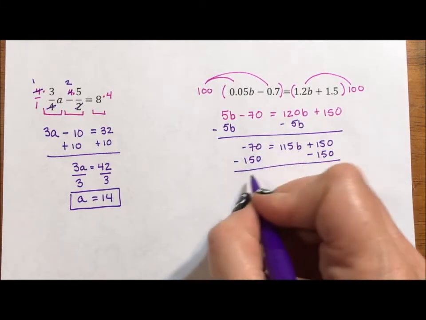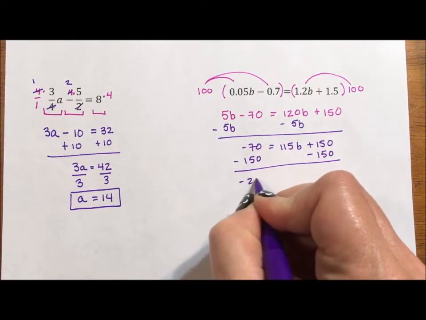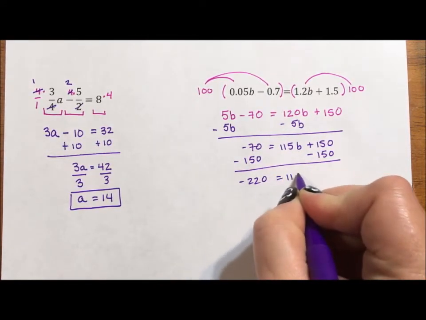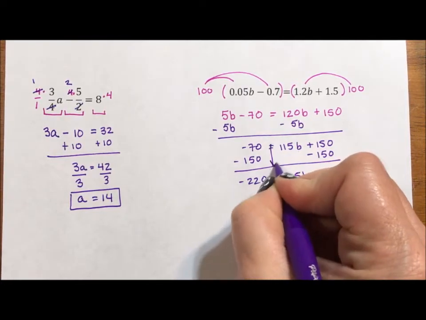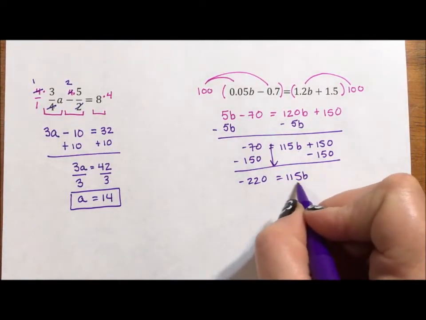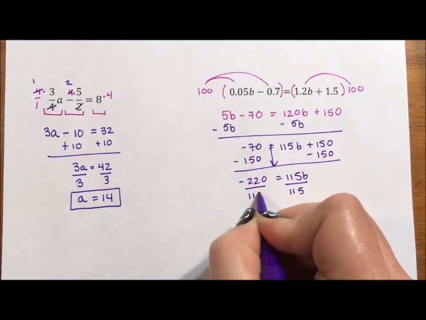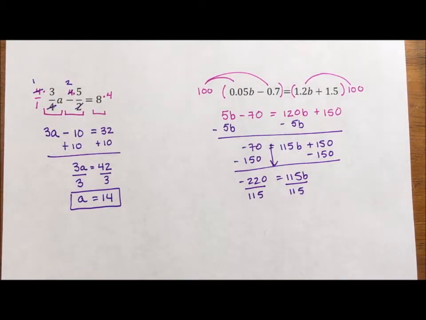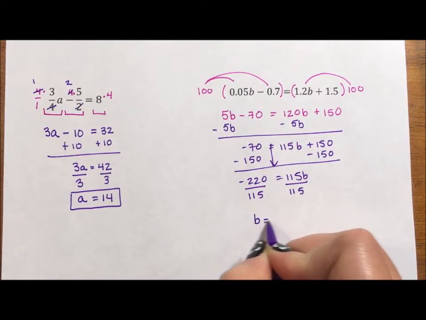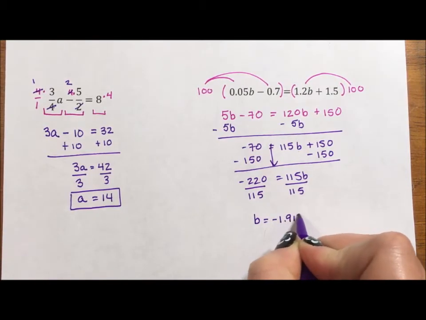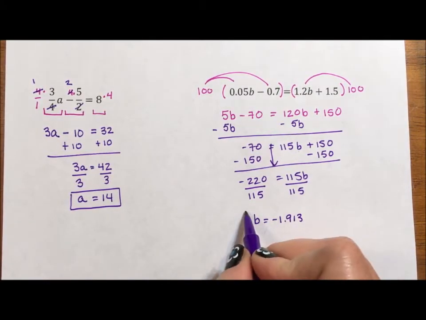They're both negative, so I add these together. I'm going to get -220 equals 115b, making sure everything is balanced. And then because this is multiplication, I'm going to divide both sides by 115. This is not pretty. There is nothing pretty about this answer. My answer is going to be -1.913. It goes on. I'm rounding to 3 decimal places.